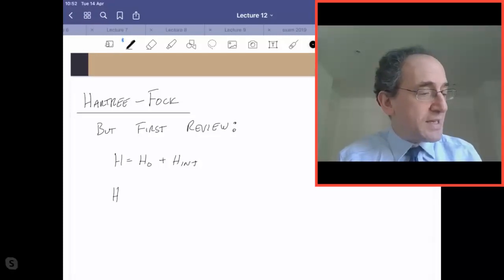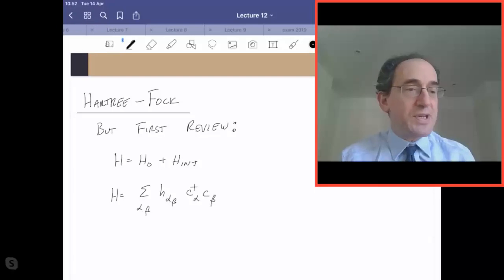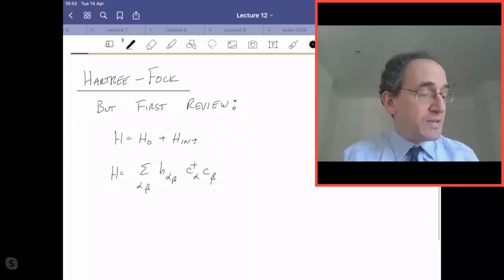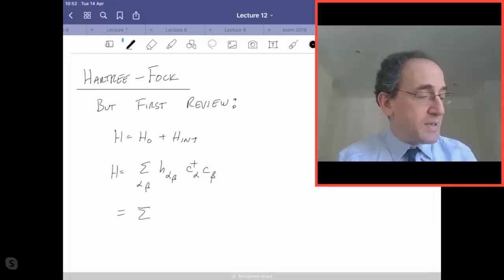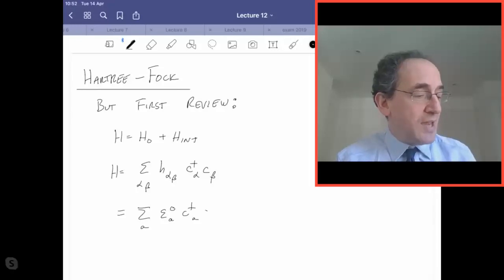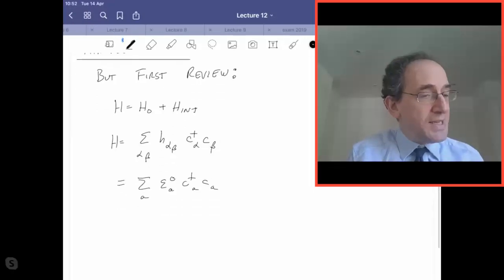The non-interacting Hamiltonian we can write, very generally, as a single body part, C dagger alpha C beta with some coefficient H alpha beta, and it's typical to choose to work with the diagonal form, sum over A epsilon A naught C dagger A C A, but you're not required to work with the diagonal form. It just makes things easy to do.